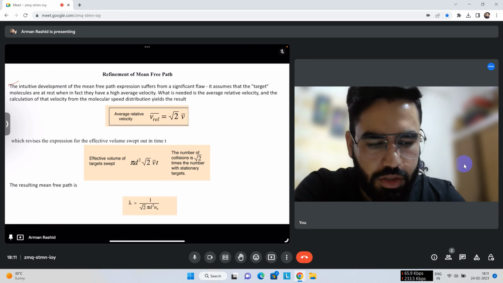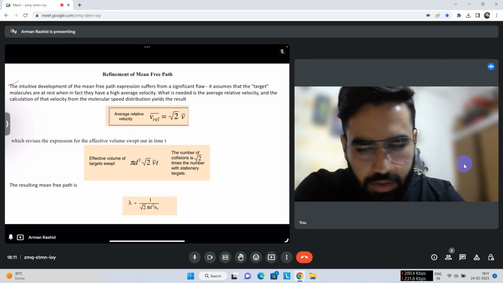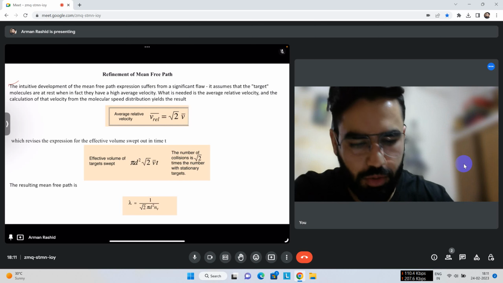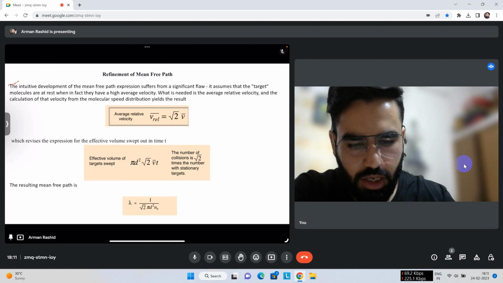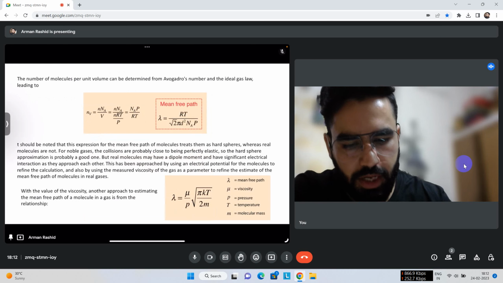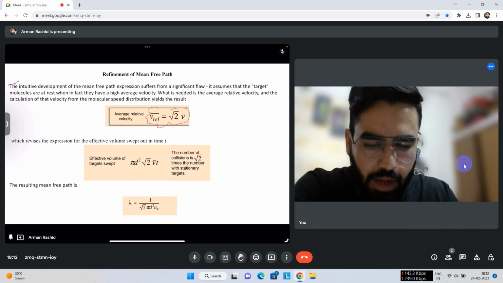When needed the average, so instead of using the average velocity, we have to use the average relative velocity. Now, that average relative velocity comes out to be under root 2 times the average velocity, which we'll see in the next how we can calculate it. So as of now we can remember that relative velocity becomes under root 2 times the average velocity.